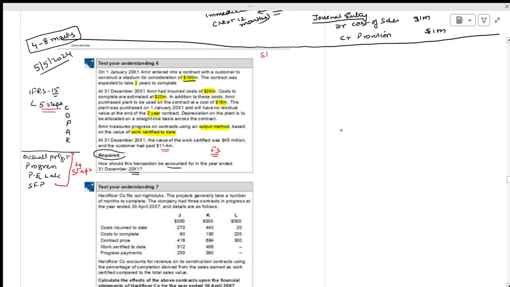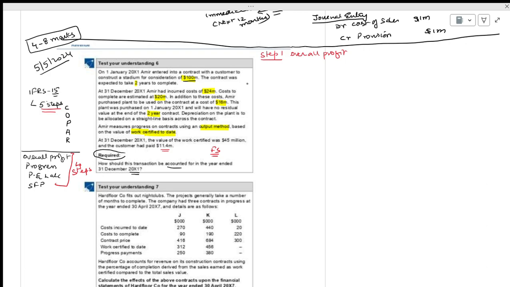Step 1. What do we have to calculate in step 1? Overall profit. Overall profit is nothing but the contract price, which is 100 million, minus cost to date and cost to complete.